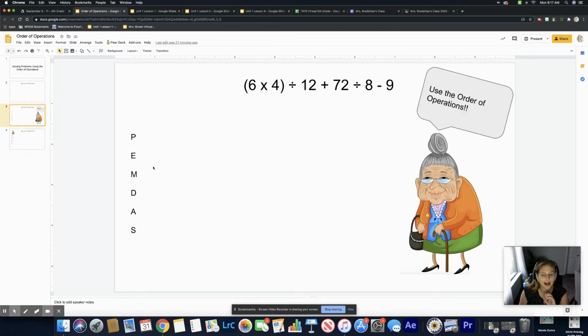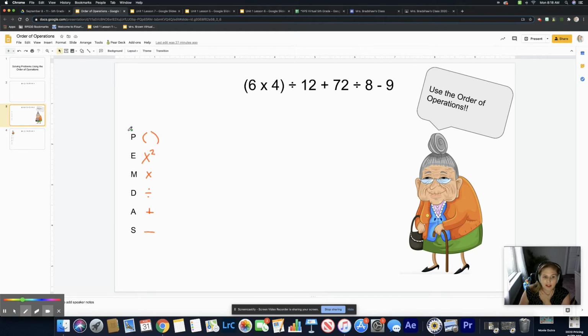So my dear old Sally over here told me that I need to use the order of operations. But what is the order of operations? Well, the order of operations is the steps that you need to follow in order to solve a problem like this. So, to help us, dear old Sally taught us this saying, PEMDAS, which means please, parentheses, excuse, which would be exponents, my, multiply, dear, divide, aunt, addition, Sally, subtraction. So please excuse my dear Aunt Sally.